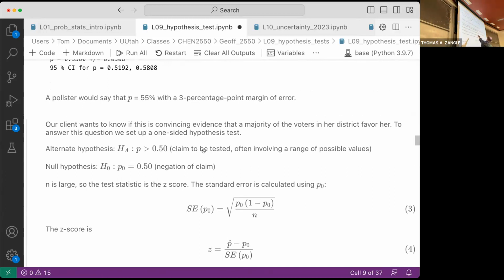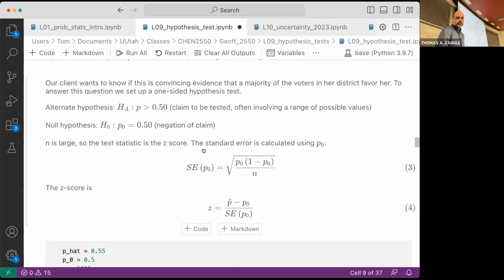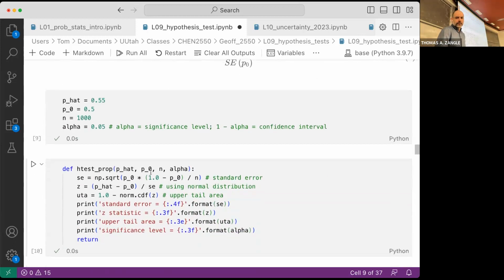So our alternate hypothesis is that the proportion of voters in favor of our candidate is greater than 0.5. Our null hypothesis is that the proportion of voters in favor of that candidate is 0.5. And so again, n is large, so we can use the z score as our test statistic. We have the standard error calculated just as above, the z score calculated as shown here. And so that's calculated in the next piece of code.